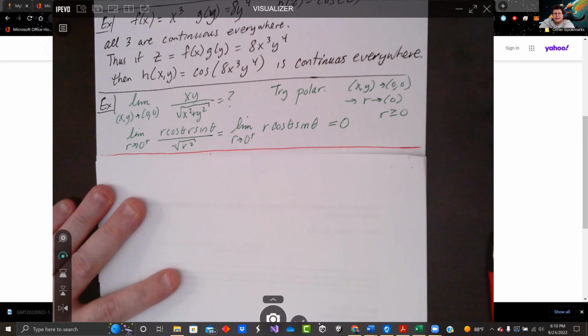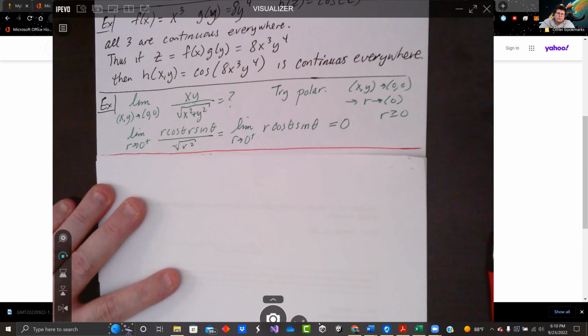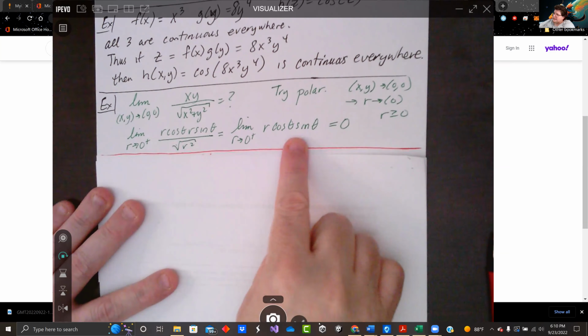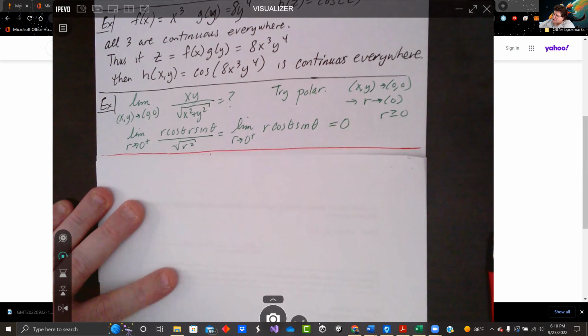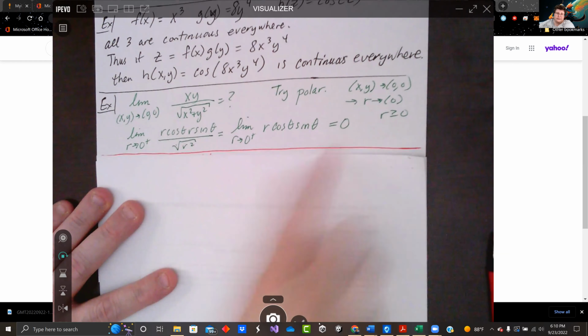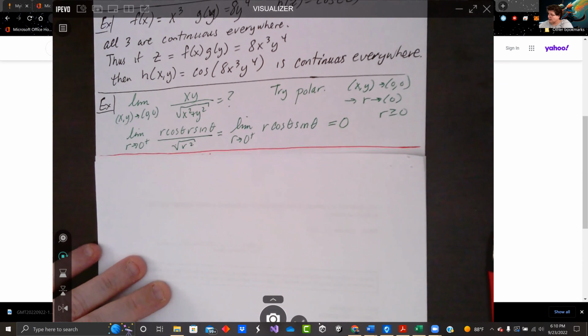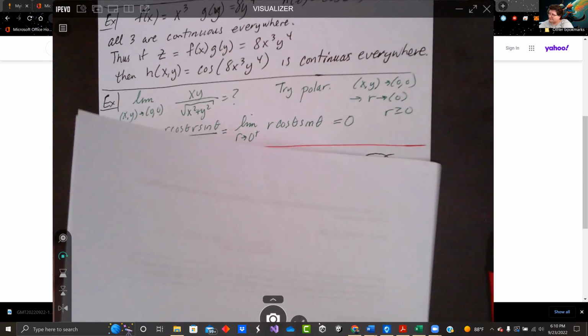X is r cosine theta, y is r sine theta. And then the square root of x squared plus y squared is the square root of r squared. We know this is positive. We don't need absolute values. One of the r's will cancel, and we've got r cosine theta sine theta. And as r is going to 0, the limit of this is going to 0, which means the limit of the big boy, the x and y function, is going to 0. It's all kind of fun.